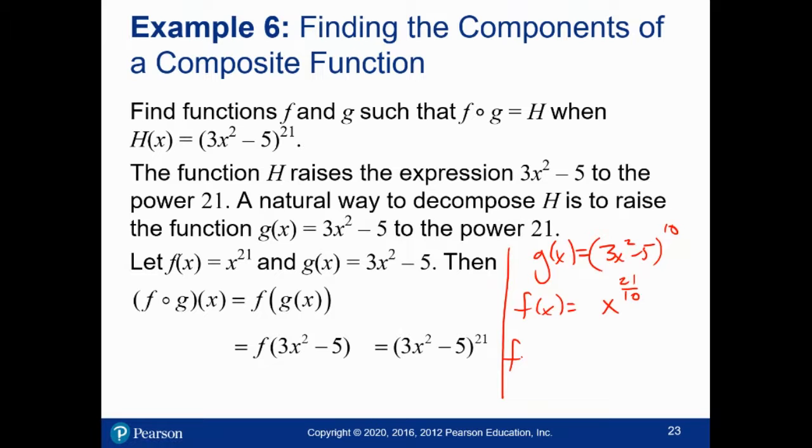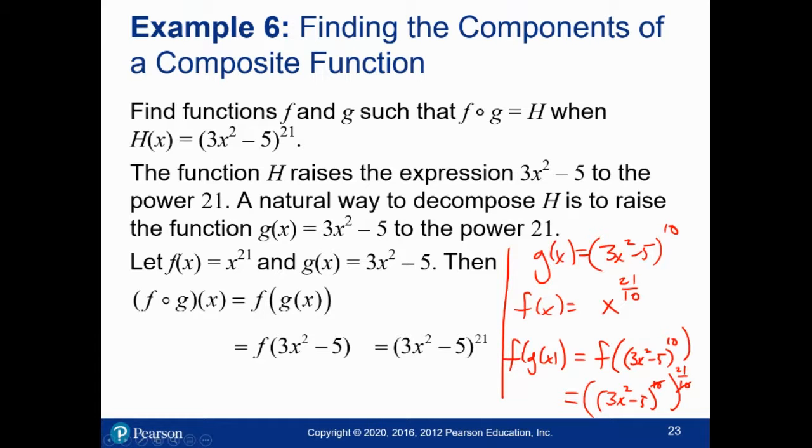Then what's f of g of x? It would say, take (3x squared minus 5) to the 10th and plug it into the function f, which says take that input and raise it to the 21 over 10th power. One exponent raised to another means multiply them, and then the 10s would cancel, and I'd get exactly (3x squared minus 5) to the 21st. Again, same result, even with two different choices of f and g.